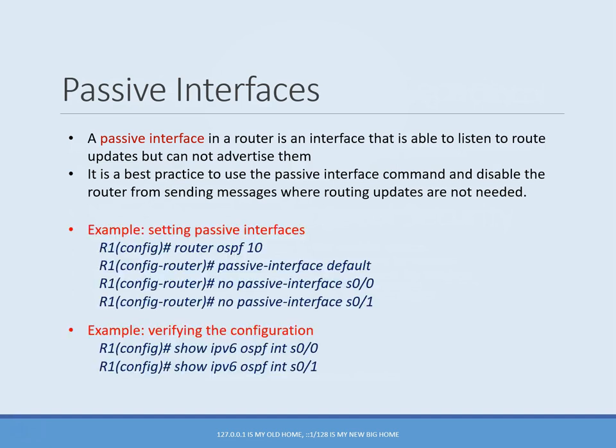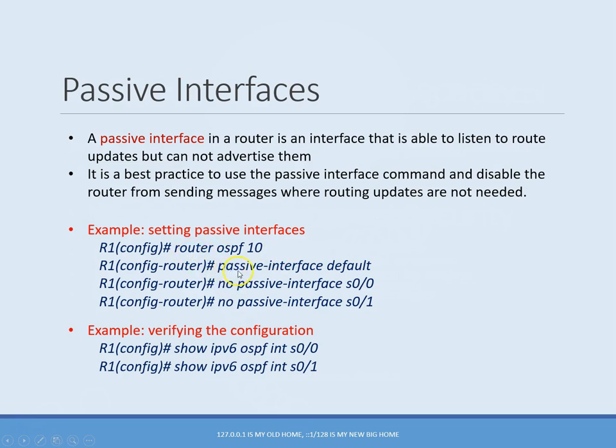Here is an example of how to configure some interface as a passive interface and how to verify the configuration. First, we just need to go inside the router mode. This example, of course, is about OSPF, a dynamic routing protocol. First, we need to go inside the routing mode.